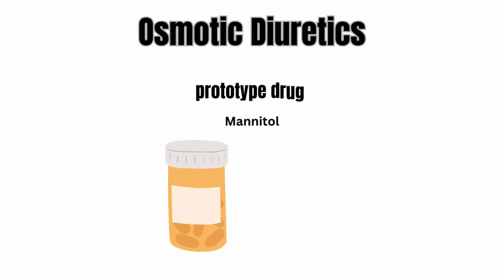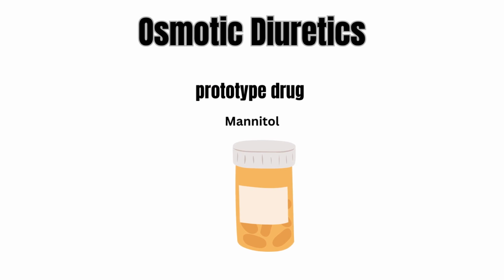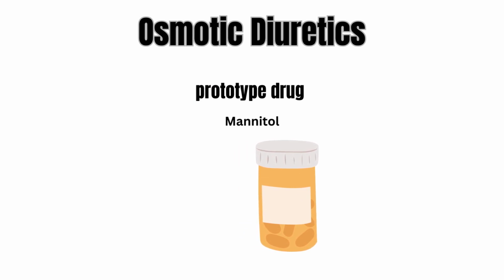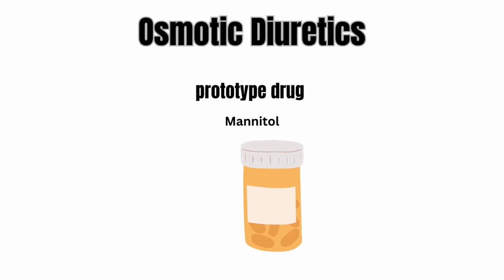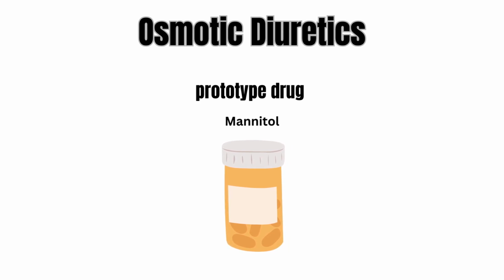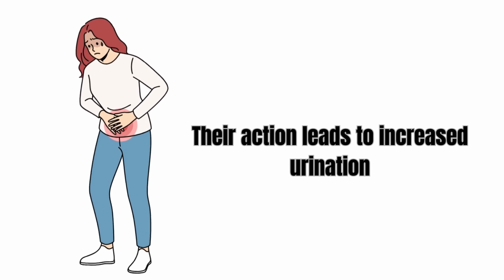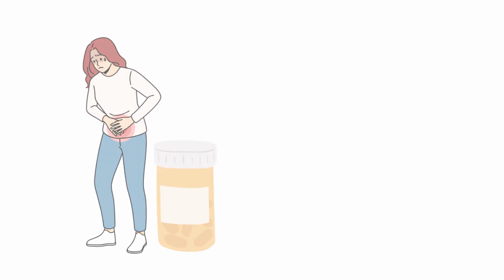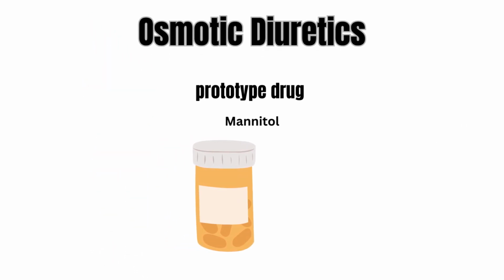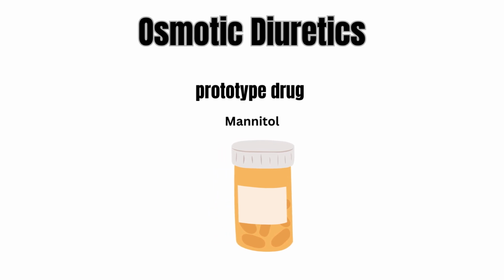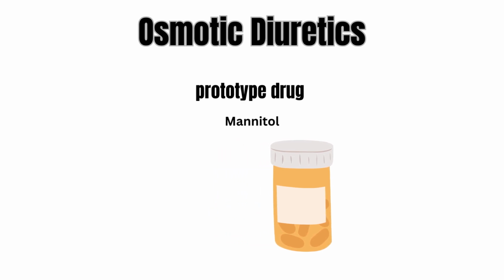Now let's talk about osmotic diuretics, with mannitol being the prototype. These diuretics work by increasing the osmolarity of the blood and renal filtrate, leading to increased urine flow. They are different from other diuretics as they do not act on specific transport mechanisms in the renal tubules.